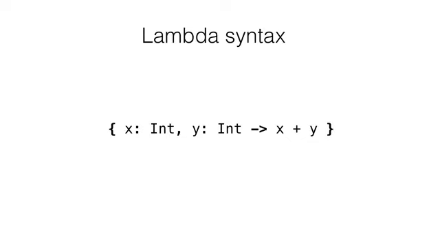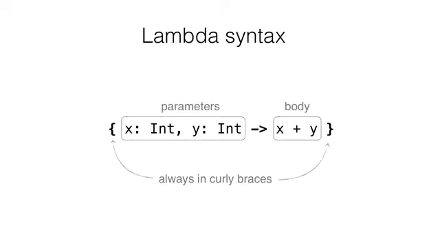In Kotlin, a lambda always goes in curly braces. To distinguish regular curly braces, for instance, for an if expression, from curly braces used in a lambda, the IDE highlights curly braces for lambdas. So when you see these highlighted curly braces, that means you see a lambda. Inside curly braces, first you specify the parameters, then an arrow, then the lambda body.